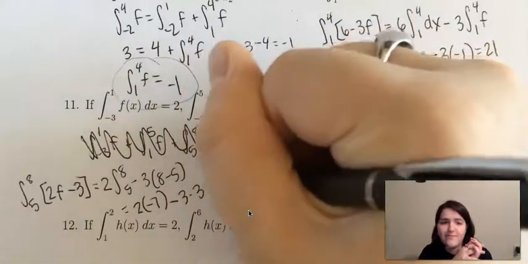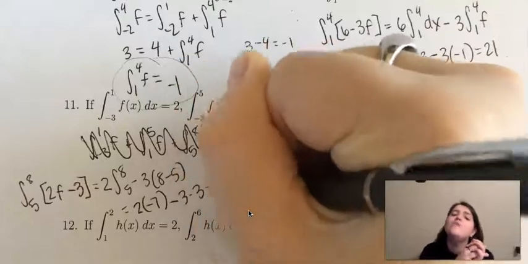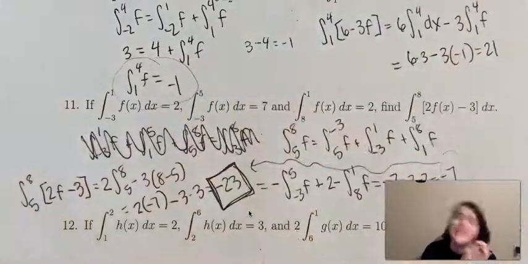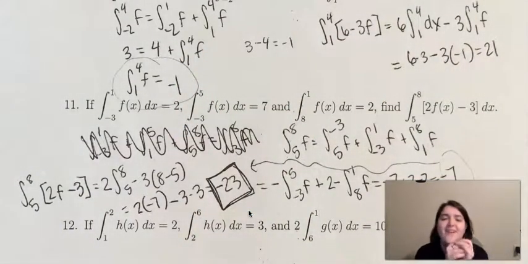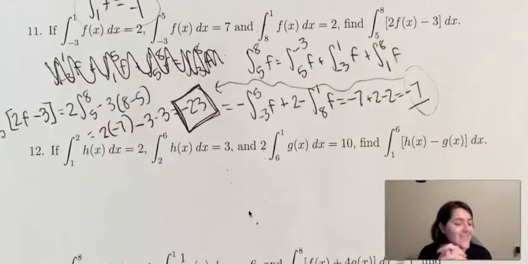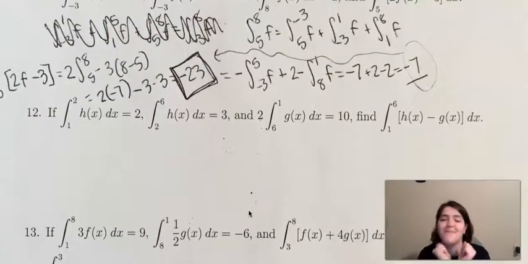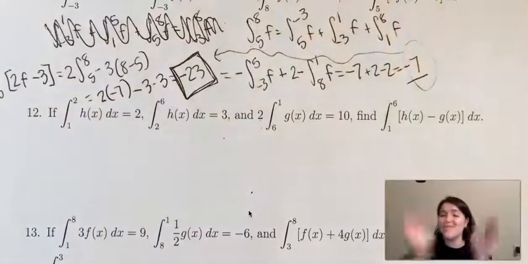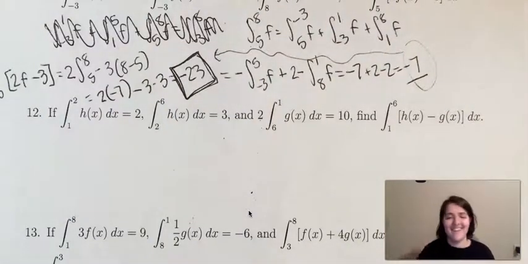There we have it. And we have -23. -23. There you go. All right, so close. Two more problems. I'm so sorry. Okay, two more problems. We are so close. Just hang with me.